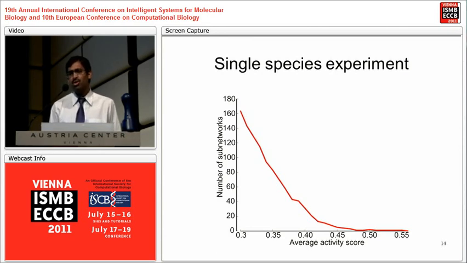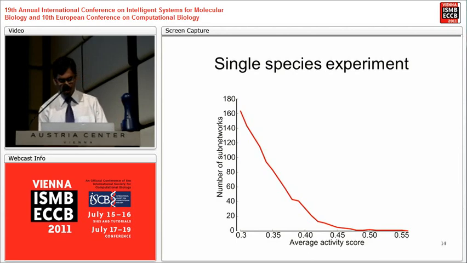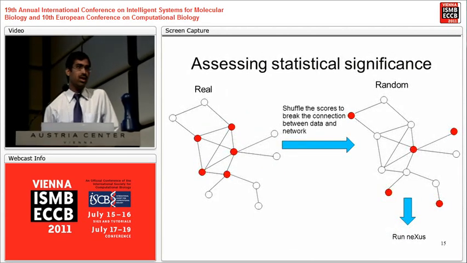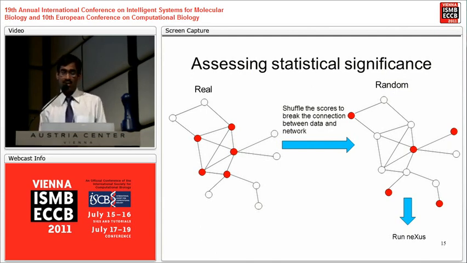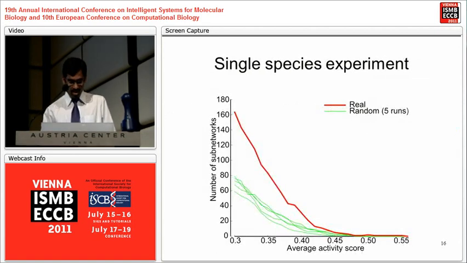But we wanted to also make sure that the subnetworks we have discovered are significant. They are not by chance. So what we did was we used the differential gene scores for the actual real case, and we randomly placed them on other genes on the network. And our question is that for the real case we should discover a lot more subnetworks than for the random case. We do this randomization 5 times, and I plot them here.